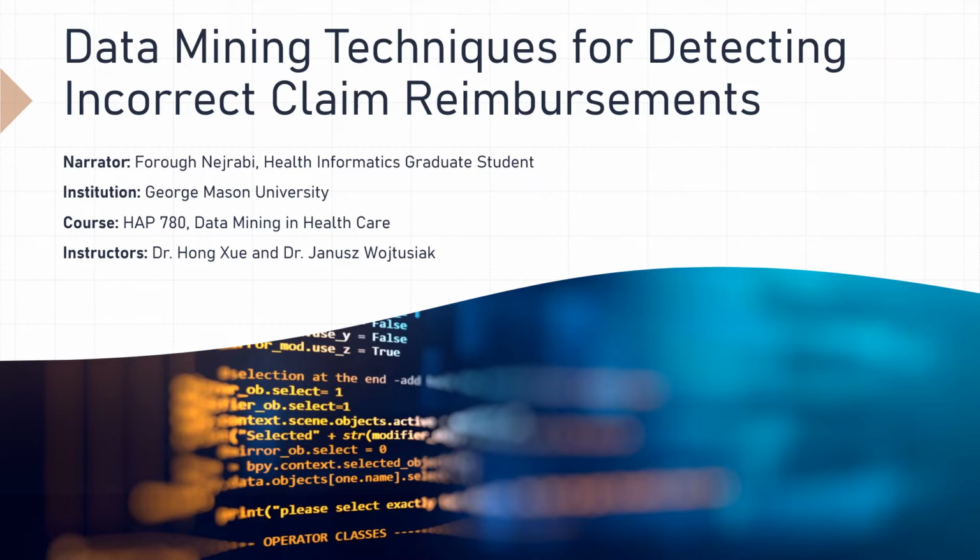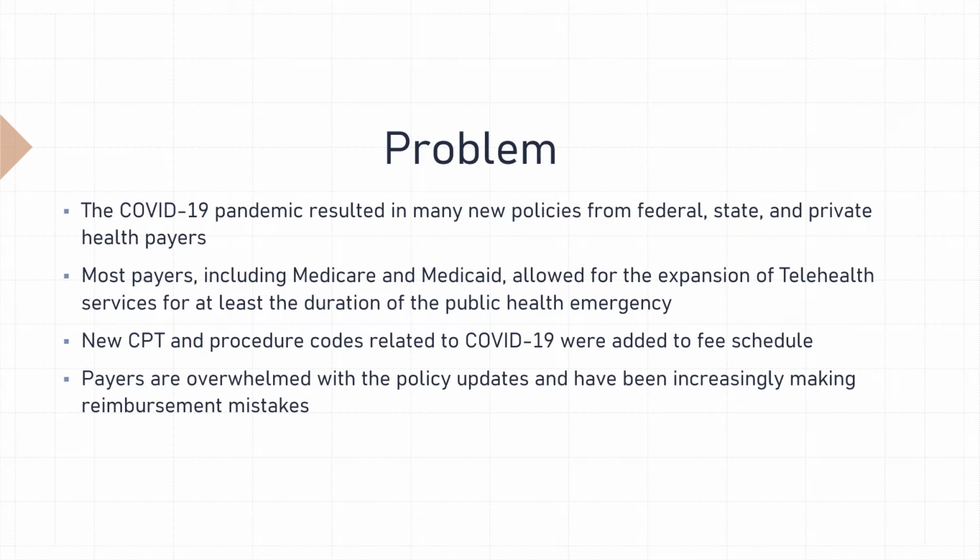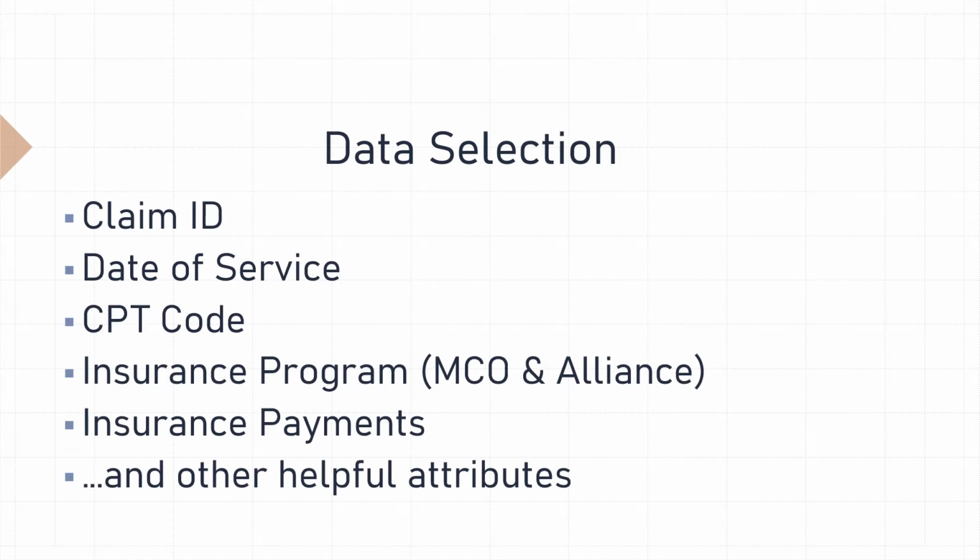The COVID-19 pandemic forced health insurance companies to create many new policies, and because those policies were new and a little bit unclear, it resulted in confusion, which ultimately led to billing mistakes and reimbursement mistakes. I will be auditing claims from DC Medicaid. And on the slide, I have a list of some attributes that I want included in my final data set.